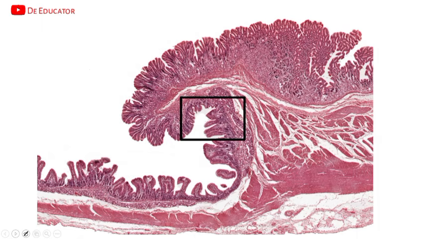Moving on, this is a junction. This is the second junction I'm looking at. Remember, the first junction we looked at was the junction between the esophagus and the stomach, known as the gastroesophageal junction. The next junction we're looking at here is known as the gastroduodenal junction.